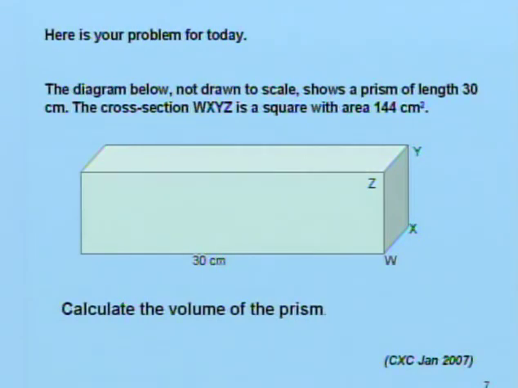The diagram below, not drawn to scale, shows a prism of length 30 cm. The cross section WXYZ is a square with an area 144 cm². You are required to calculate the volume of the prism, and this question is a part of a question taken from CXC January 2007.